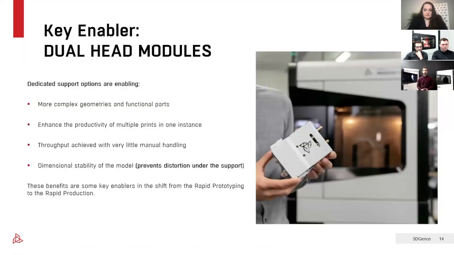Some key enablers of the shifting from rapid prototyping to rapid production are dual head modules. They go far beyond complex geometries and design freedom; it's also about the throughput and productivity within one machine. You don't want your high-end engineers removing the support from the models. You want this to be a labor-free process. And one important thing about printing with dedicated support solutions is the dimension stability of the model, especially surfaces which are supported.